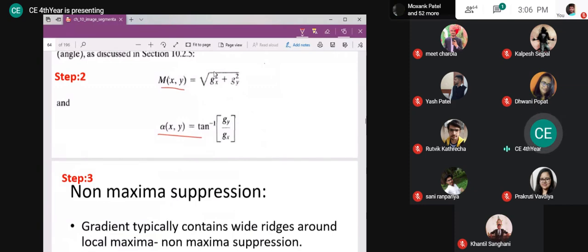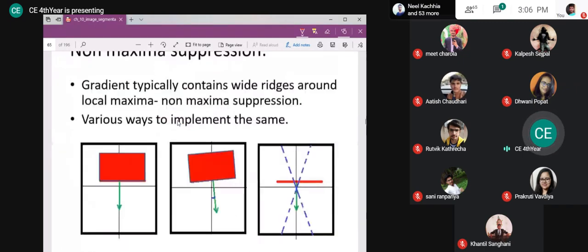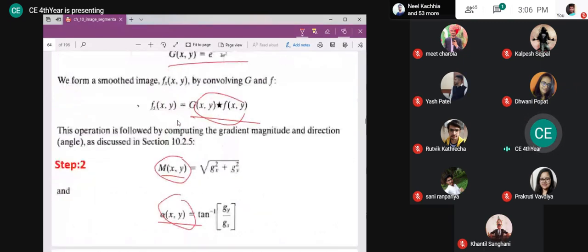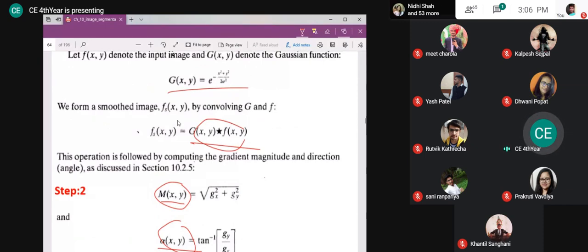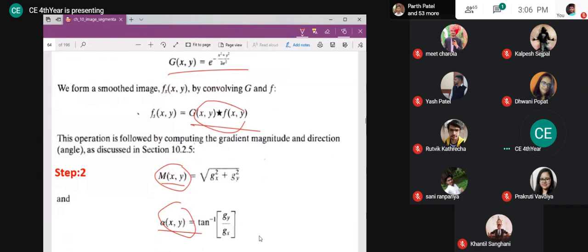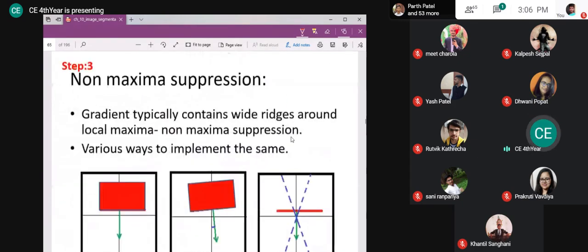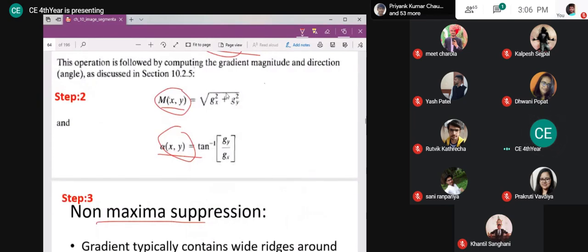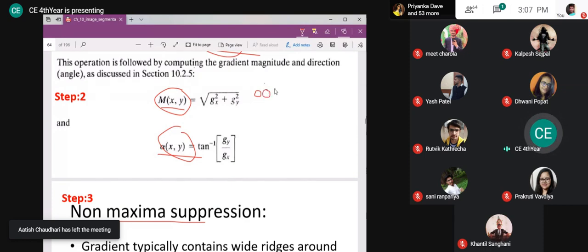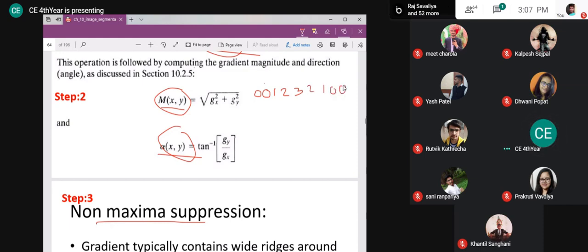This is how you can find the magnitude and the phase. Now what we are expecting here is that small details are suppressed and edges are detected as thick edges by these two steps. Now our next step is non-maxima suppression. To understand that, let's take this example. Suppose thick edges are detected. So I am giving you this example.